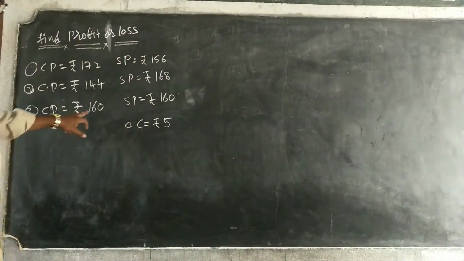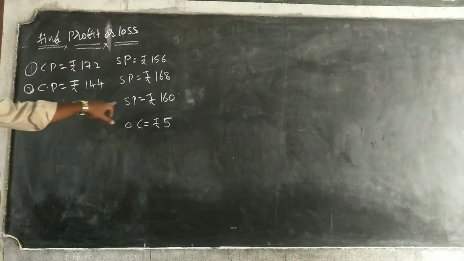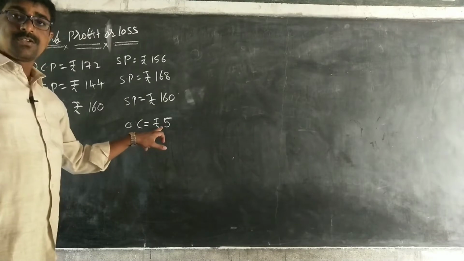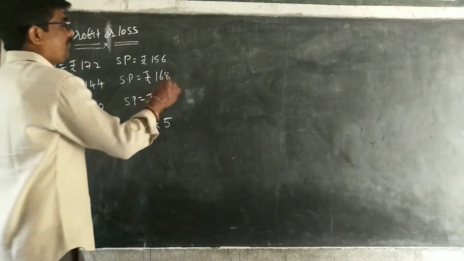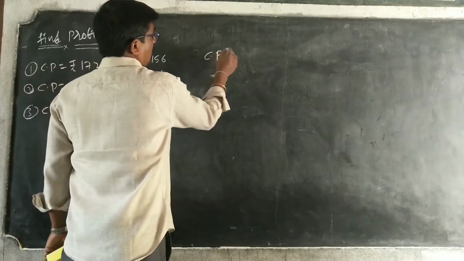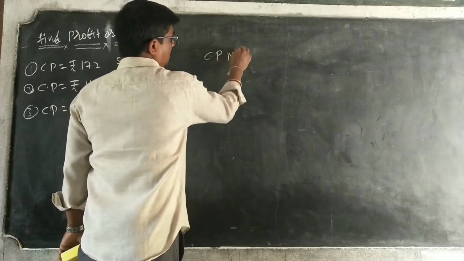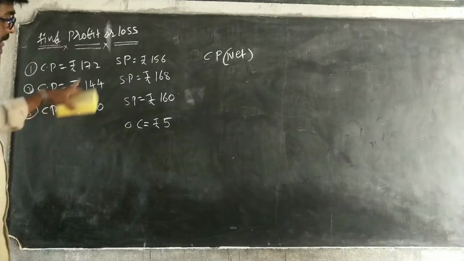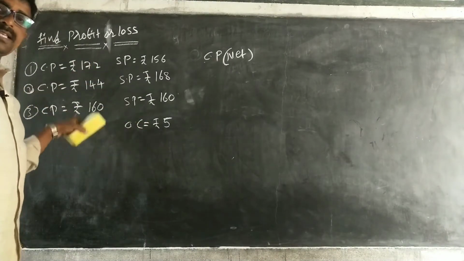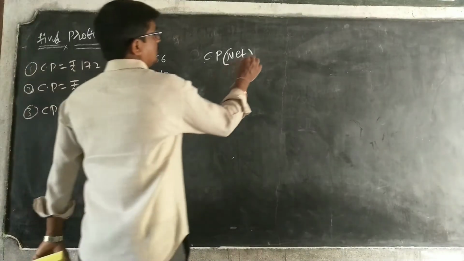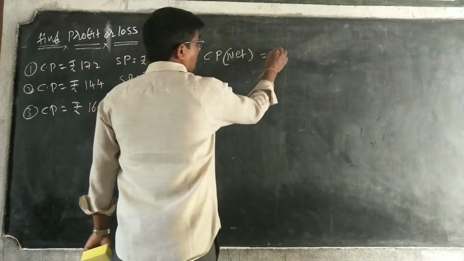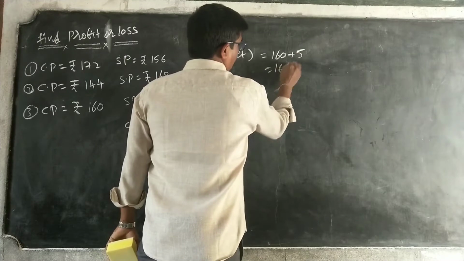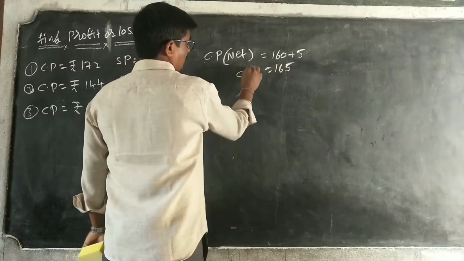So observe here, cost price is rupees 160. Selling price also rupees 160. But overhead charges is 5 rupees. So first you have to find the net cost price. What is the net cost price? Cost price plus overhead charges. That is equal to 160 plus 5, that is equal to 165. This is the cost price.